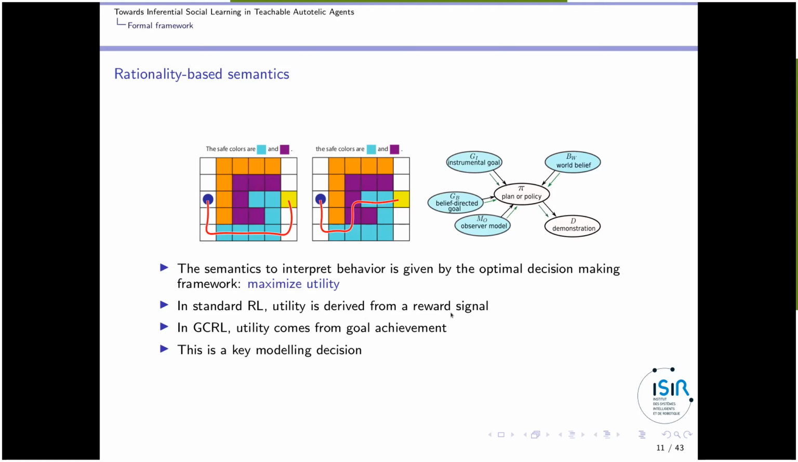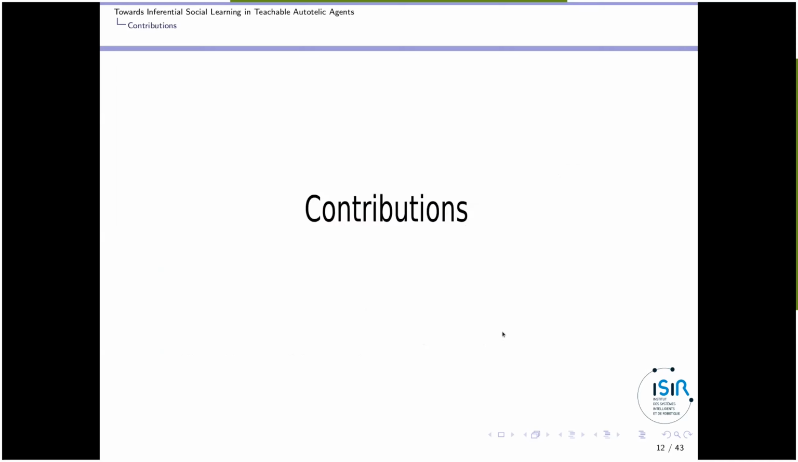But what's interesting for us, where we are in an intrinsically motivated workshop, is that in the framework we have goals. So rather than using standard reinforcement learning and reward functions, we can use goal conditional reinforcement learning, and utility will correspond to goal achievement. That's a slight change with respect to what Mark O is suggesting, and that's an important modeling decision.